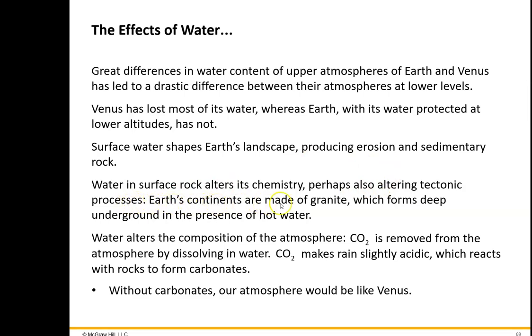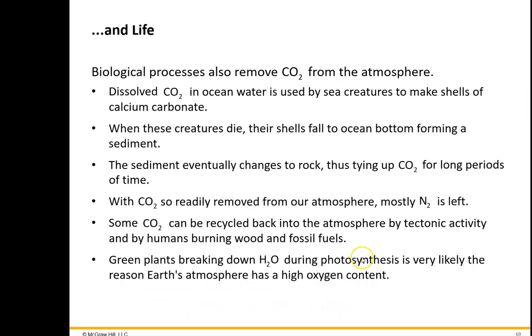The Earth's continents are made of granite, which forms deep underground in the presence of water. Water alters the composition of the atmosphere: carbon dioxide is removed from the atmosphere by dissolved water. Water also makes rain slightly acidic, and that acidity reacts with rocks and creates carbonates. Without carbonates, our atmosphere would be very similar to Venus.